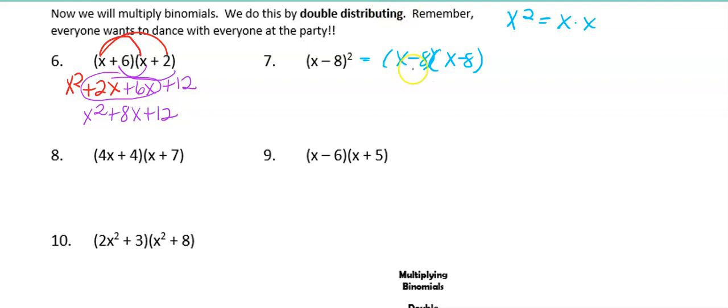So I'm going to come over here and get my pen. X is going to go to the party. He's going to dance with x, and that's going to give me an x squared. X is going to go to the party, dance with negative 8. That's going to give me a negative 8x. Now, negative 8 doesn't want to be left out. Negative 8 is going to go to the party, dance with x, and have a negative 8x. Negative 8 is going to dance with negative 8 and give me a positive 64.